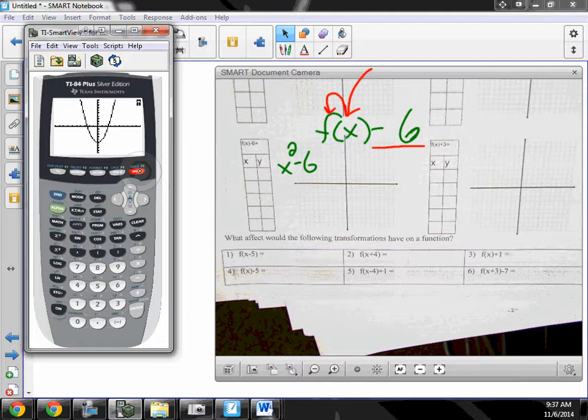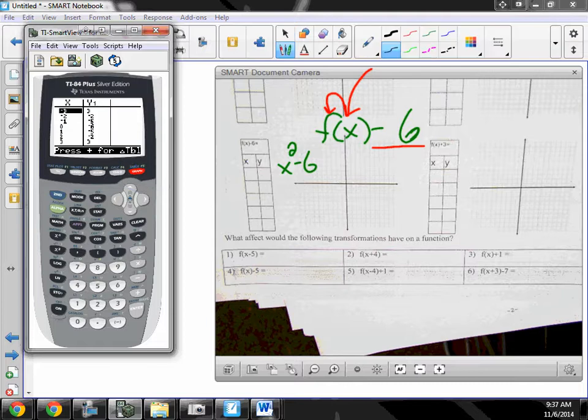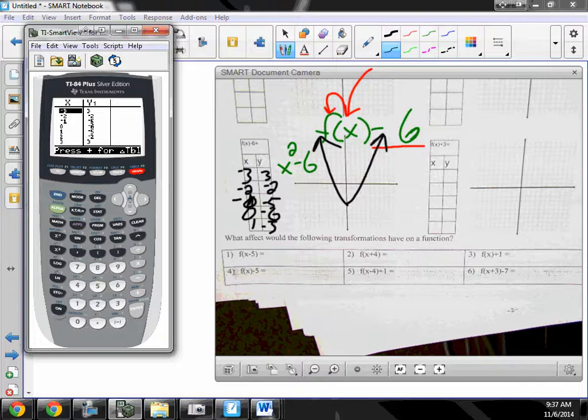I can go to my table. So this is centered negative 3, 3, negative 2, negative 2. Oops, negative 1, negative 5, 0, negative 6, 1, negative 5, and so on. And the graph looks like this. What effect did f of x minus 6 have on the graph? Moved it down 6.